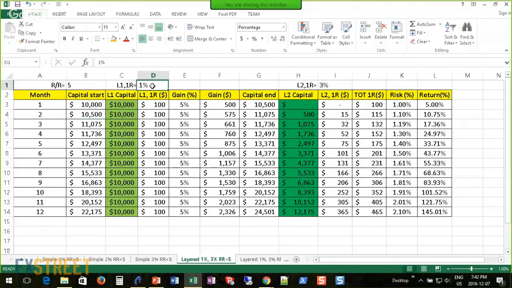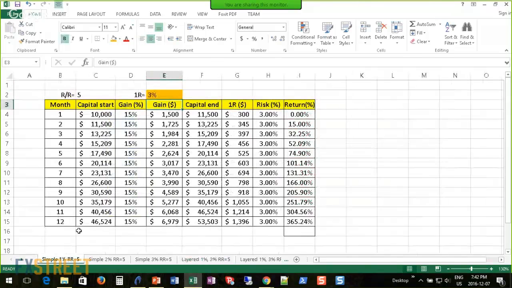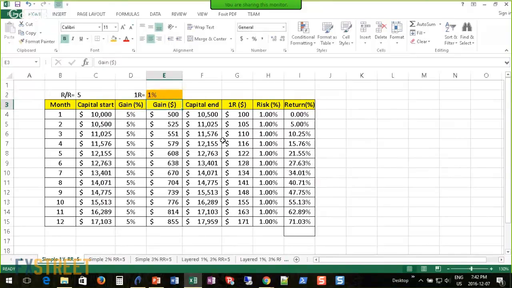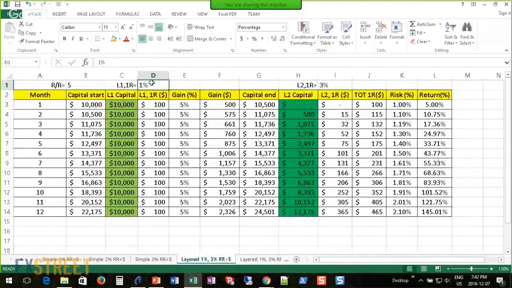So instead of risking, for example, 1%, as we did in this example here, where we generate 71.03%, what we do is risk 1% on our own capital, and we risk much more, for example 3% or even 4%, 5%, on the market's money. So for example, if it is 3% on the market money here, right?